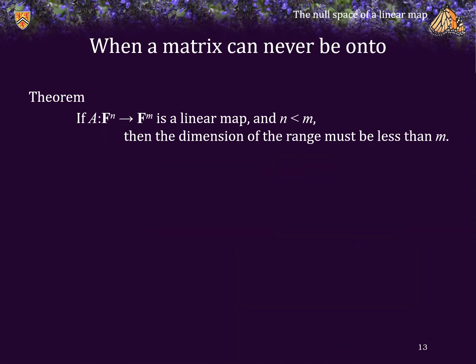Now, if A is a linear map that maps F^n to F^m, and n is less than m, then the dimension of the range must be less than m.